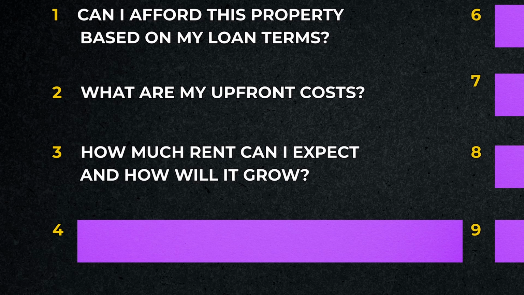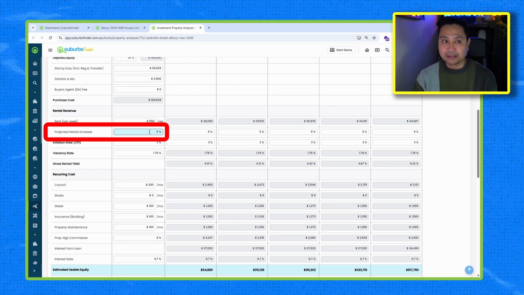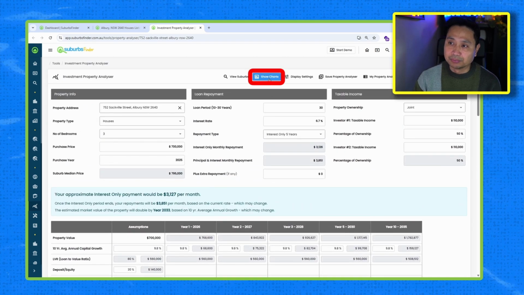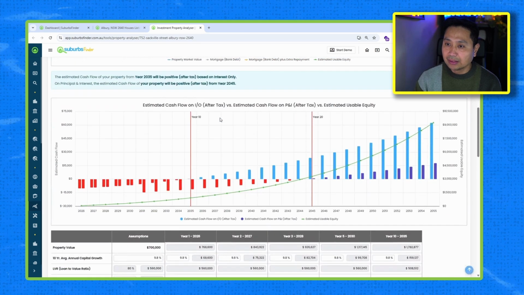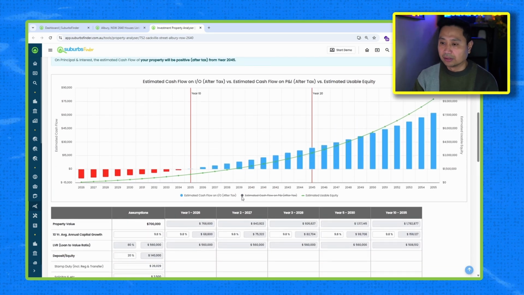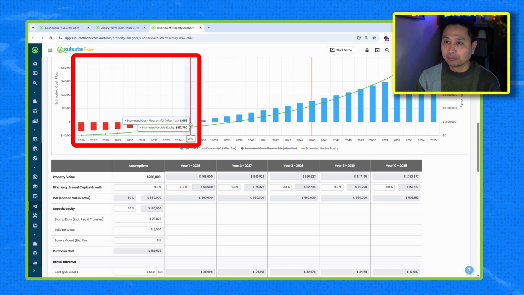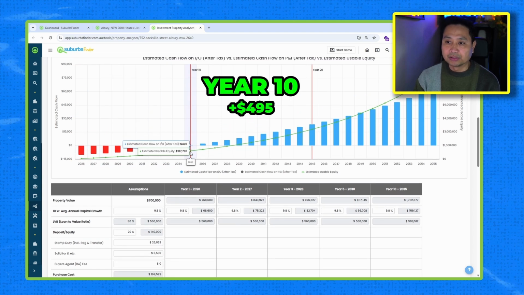How much rent can I expect and how will it grow? The property analyzer tool automatically pulls the median rent per week, which is $550, and then we can put here the projected annual increase. So let's say we put in 5%, and then let's see what the effect on cash flow will be. So let's click show charts. Let's just deactivate the P&I component so that we're just focusing on interest only. As you can see, on a 5% projected rental increase, our cash flow will look like this and will be positive after tax in 2035.